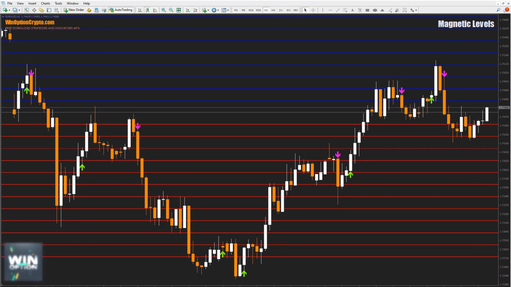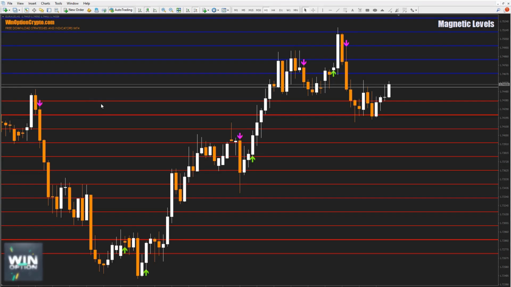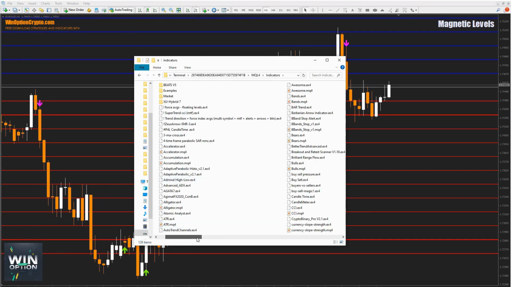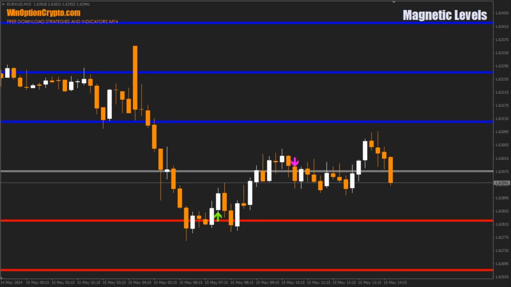It has built-in alerts, so the signals will definitely not pass you by. Let's look at how this tool works and how it can be useful in your trading. Let's install the magnetic levels indicator in the MetaTrader 4 terminal. The indicator itself, like our template with all the settings, is installed in a standard way, nothing complicated. You will find a link to the archive with the indicator and detailed instructions for installing it in the description under this video. Now, let's look at the operating principle and key settings of this indicator.